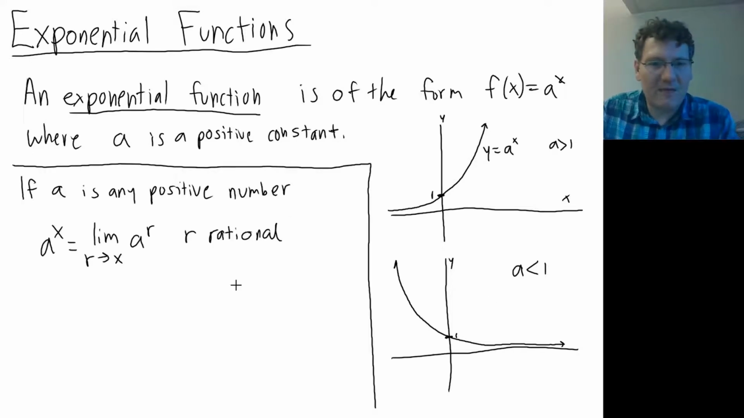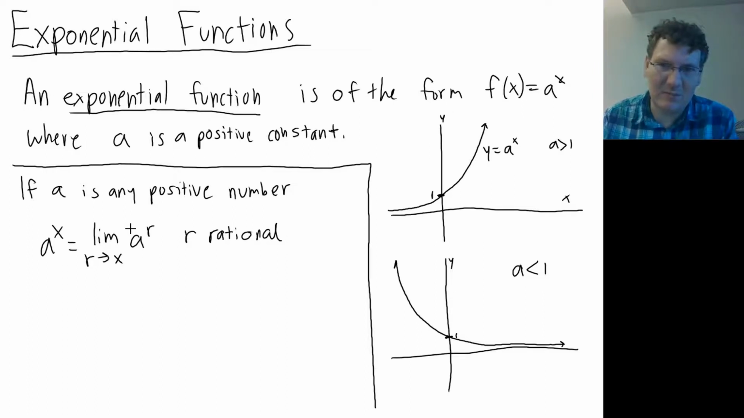Okay, and so if you're looking at the limit of a to the r for rational number, you'll see this in the text. For any positive base, a to the x is going to be the limit of a to the r as r gets closer to x. So if x was an irrational number, for example, then a to the x would be the limit as you take the limit of rational numbers that get closer and closer to x. This is just how you interpret an irrational exponent.